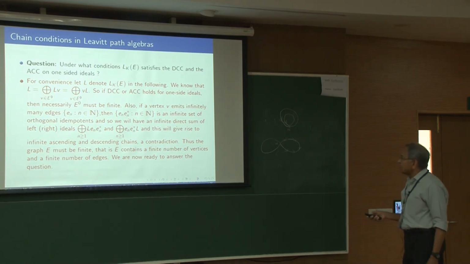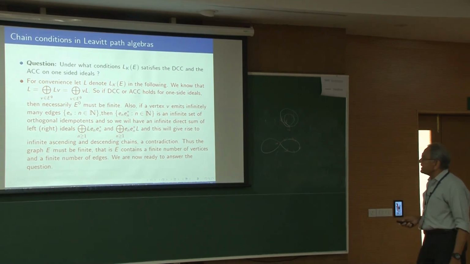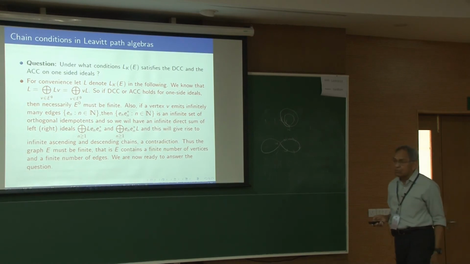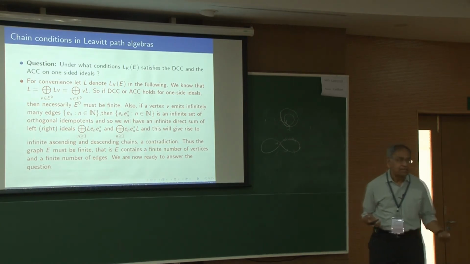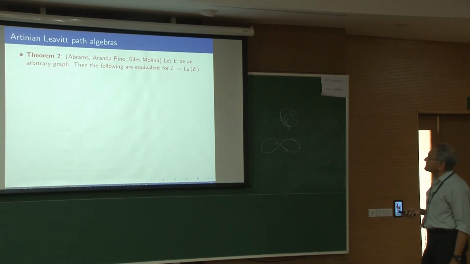So what we conclude is that if a chain condition, either ascending or descending chain condition, holds in a Leavitt path algebra, necessarily the graph must be finite, in the sense that it has a finite number of vertices and a finite number of edges here. So with that in the background, now it's a very easy thing to answer the question.